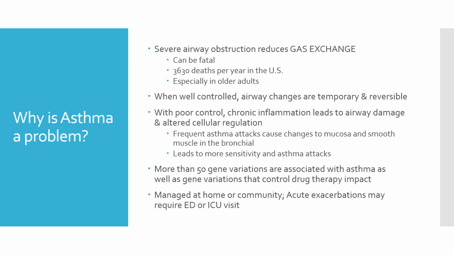More than 50 different gene variations are associated with asthma, as well as gene variations that control drug therapy impact. So not all drugs affect all clients the same way, and it's genetic. It can be managed at home or in the community, but acute exacerbations may require an emergency department visit or even an ICU stay.